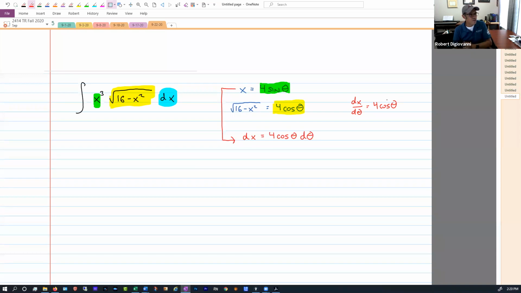We've done that a lot, so I think that's probably okay that I'm just going to throw that in there. Okay, so there we go. That's the blue. We should be able to plug everything in now.